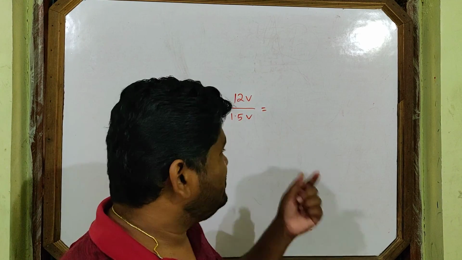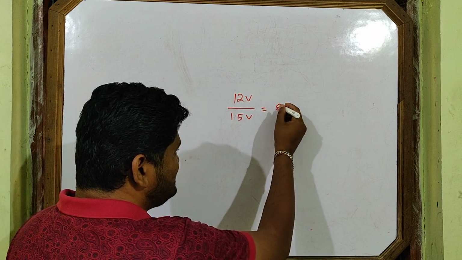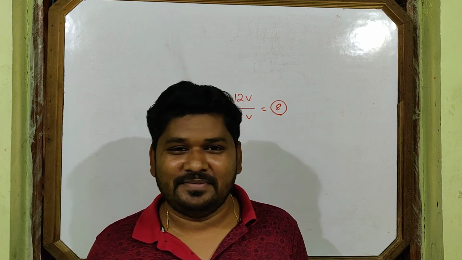Okay, 12 volt you need. Each cell is 1.5 volt. How much is coming? 8 cells. You went to that shop and bought 8 cells from the shopkeeper. You bring the 8 cells. Will you be able to play the music system? That is a big question for you.